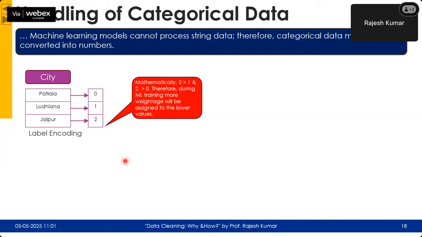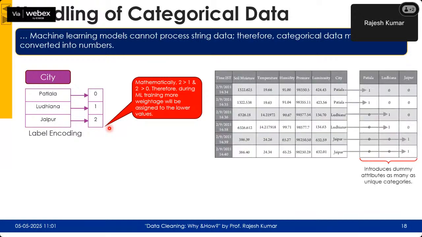Since there are 3 cities, you replace all Patiala by 0, all Ludhiana by 1, all Jaipur by 2. But now we know that 2 is greater than 1 and 2 is greater than 0. Then in training, more weightage will be assigned to the higher values and likewise. So your model will be incorrect if you do categorization like this. Label encoding is a very important aspect, and how you do it is very important.